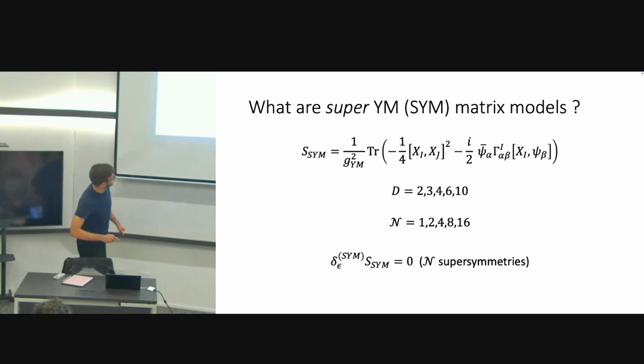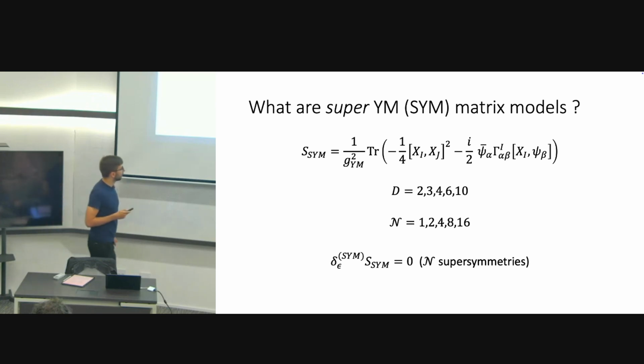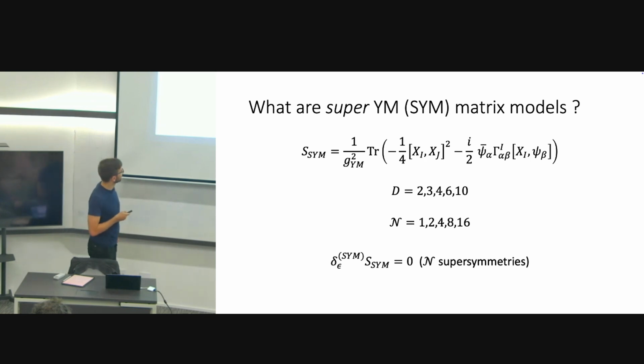Now, what is a super Yang-Mills matrix model? It's the supersymmetric extension of Yang-Mills. This only exists in specific dimensions: 2, 3, 4, 6, and 10. And it has the following form with a Yukawa term. I claim that this model is supersymmetric. There is some transformation delta, which sends bosons to fermions and fermions to bosons, parameterized by a parameter epsilon, which has N degrees of freedom, such that the action is invariant: delta S is 0. That's what I will mean by a super Yang-Mills matrix model.